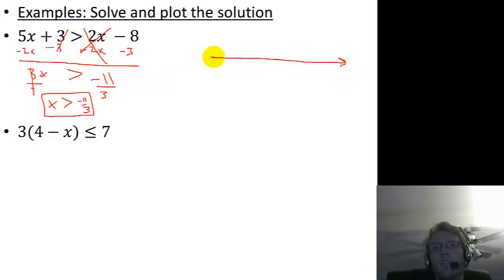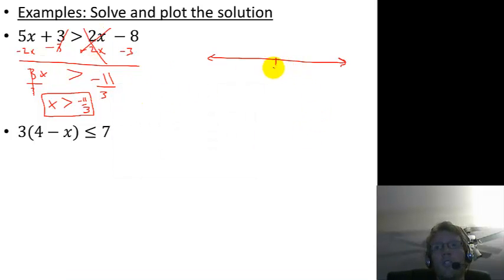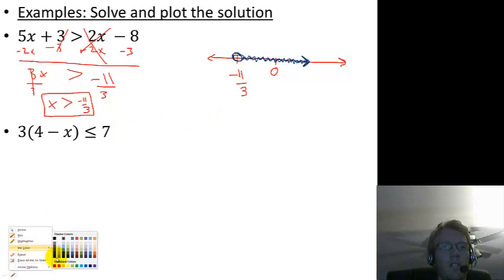So to plot this solution, you want to label 0. Then you want to label your key point here, which is negative 11 thirds. And then maybe with a different color or with a pen, you can plot your solution. So we want to do an open circle because we're not including the endpoint, and x is greater than, which means we're shading all these values this way. And so you want to make a real thick arrow showing the direction and the shading, and a clear open circle here.